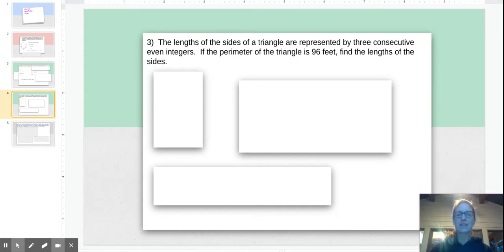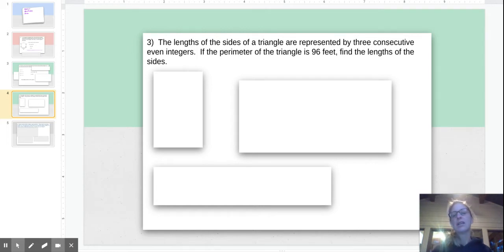So we have the lengths of the sides of a triangle. So I think, draw a picture of a triangle. I actually don't think I drew one because I ran out of space. Instead, I labeled first side, second side, third side. The lengths of the sides of a triangle are represented by 3 consecutive even integers.